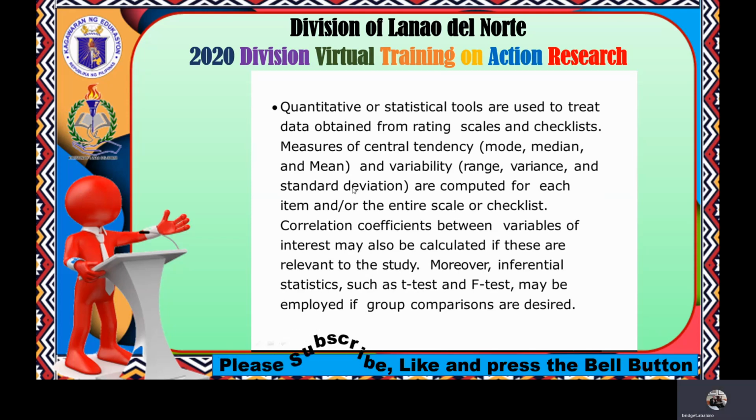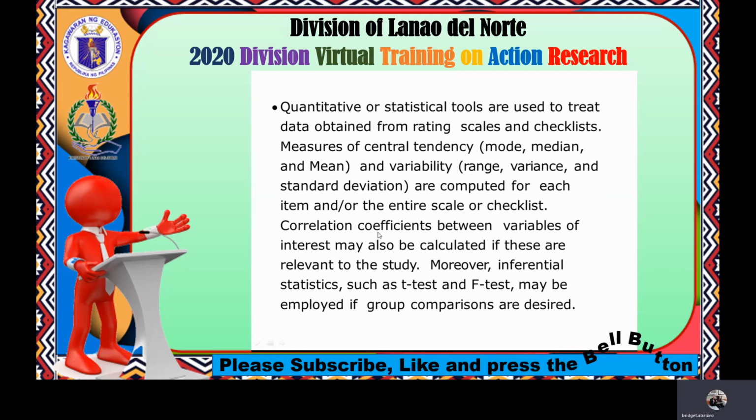saying to you the type of statistical analysis that will be used in this rating scales and checklist. So part of the observation is the rating scales and the checklist. So we will be using quantitative or statistical in treating the data obtained.